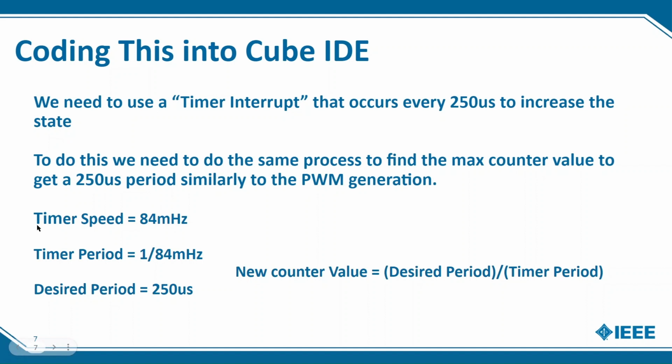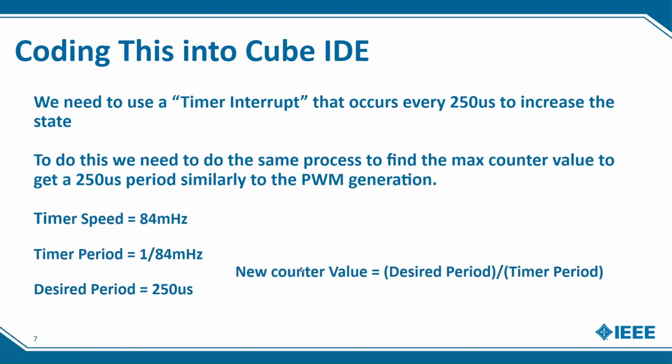So we know that our timer is going at 84 megahertz. That's how fast it's counting up. It's going 0, 1, 2, 3, 4, 5, 6, 7, 8, at 84 megahertz, which is very, very quick. And our timer period is just 1 divided by our frequency. And we know our desired period is 250 microseconds.